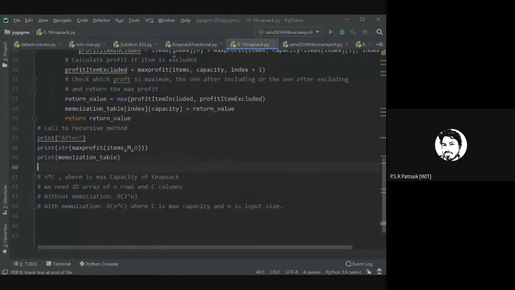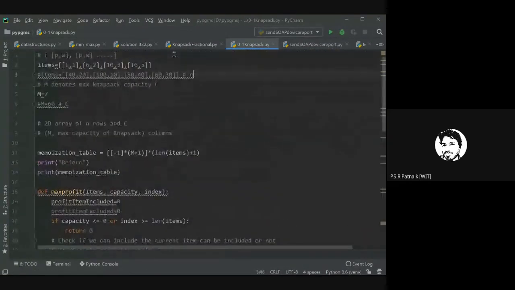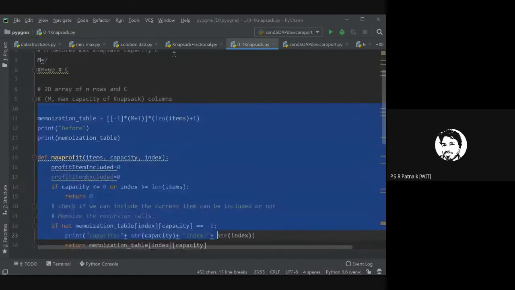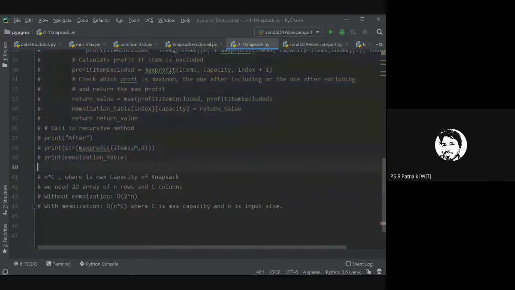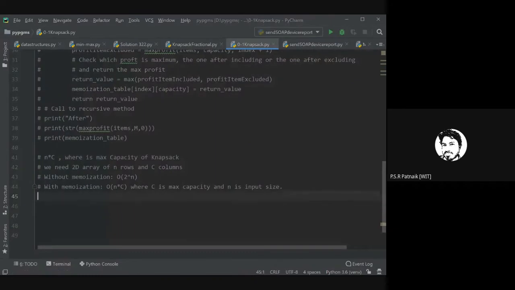So what we'll do is comment out this approach. What I'll be needing is these items, the sack capacity, and the memoization table. From here onwards, we will come and decode. So once we are done, we will start with the new approach.